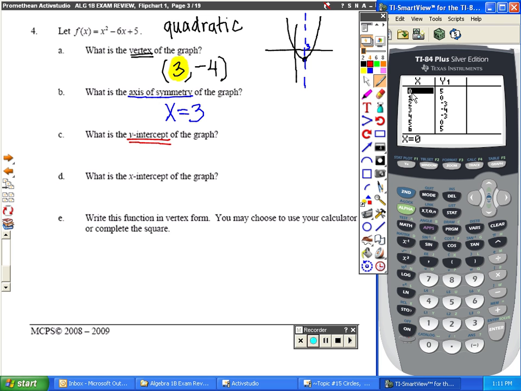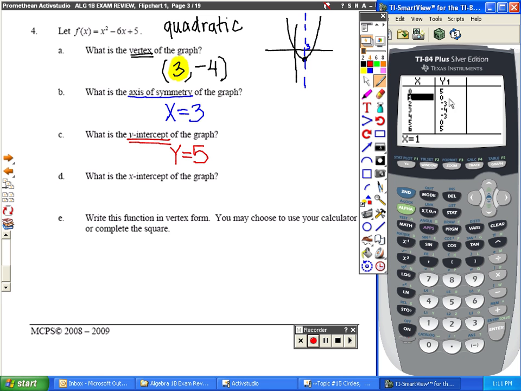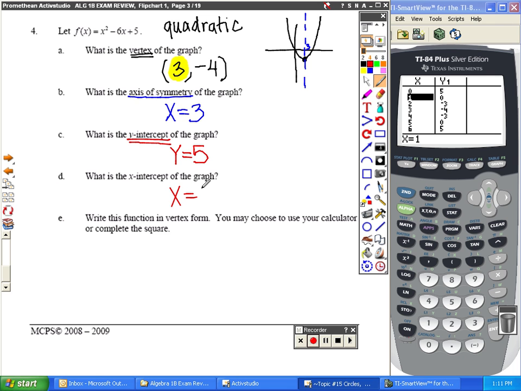And the y-intercept is where x is 0. So the y-intercept is at 5. So the y-intercept is at y equals 5. The x-intercepts. Oh, look, you can see them right here on the table. Here's 1. This x-intercept is, excuse me, x equals 1. And the other intercept is at 5.